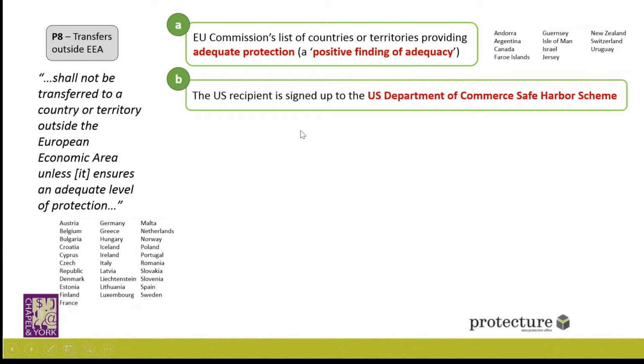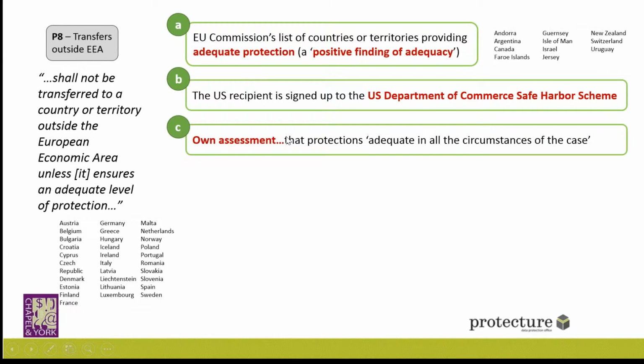For US-based institutions, you can check whether the organisation has signed up to the Safe Harbor Scheme. The Safe Harbor Scheme has an equivalent set of security and principles when it comes to managing personal data. Thirdly, you could also make your own assessment of the country's data protection rules and regulations and assess whether you consider them as providing an adequate level of protection. So this is quite an appealing option. The Information Commissioner has given guidance on this and the legislation is quite clear.